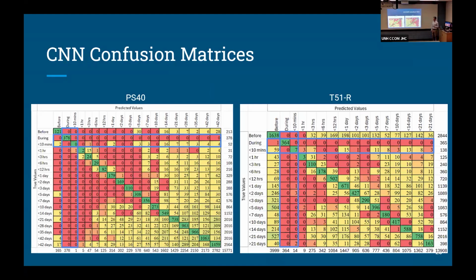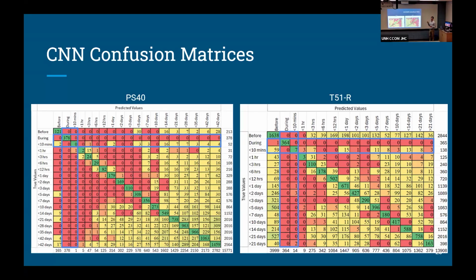Yeah, so for the PS40, there were 19 different categories, and for the T51-R, there were 16. So it doesn't just say yes or no, does this fit in? It's trying to classify, saying which of these categories it fits into. This giant plot of numbers can be a little bit overwhelming. The main things to focus on are during exposure and within 10 minutes after initial exposure.